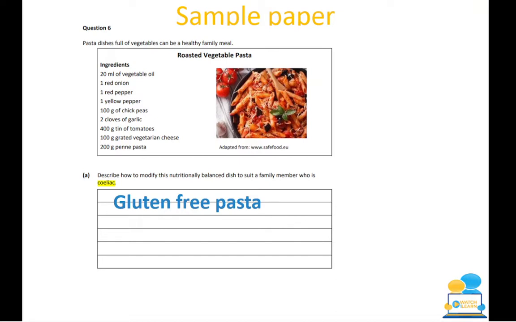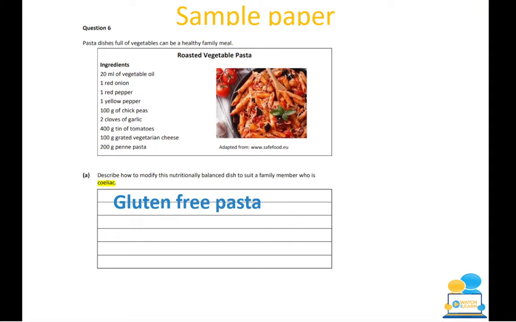So if I go back through the list of ingredients, my vegetable oil is fine for a celiac, as is my onion and my pepper, as is the yellow pepper. Chickpeas are fine as well. Garlic is fine. Tin of tomatoes is fine. Grated vegetarian cheese, unless it is the powdery stuff, should be fine. The one thing there that I would be getting alarm bells for would be the penne pasta. If you look at the picture there, that type of pasta. So what you're going to need is gluten-free pasta.